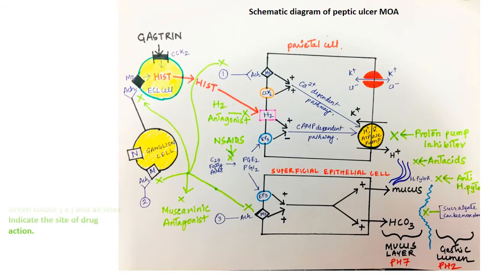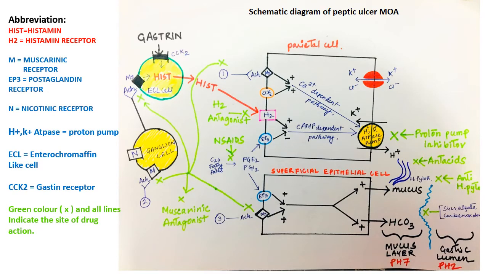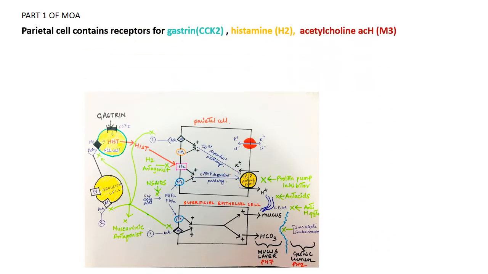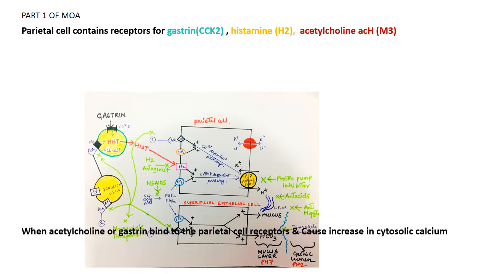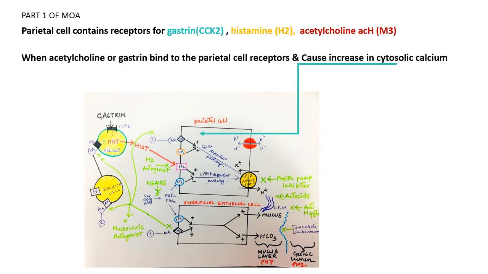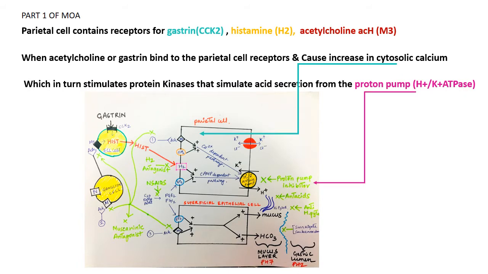Mechanism of action. The parietal cell contains receptors for gastrin, histamine, and acetylcholine. When acetylcholine or gastrin bind to the parietal cell receptors, they cause an increase in cytosolic calcium, which in turn stimulates protein kinases that stimulate acid secretion from the proton pump.